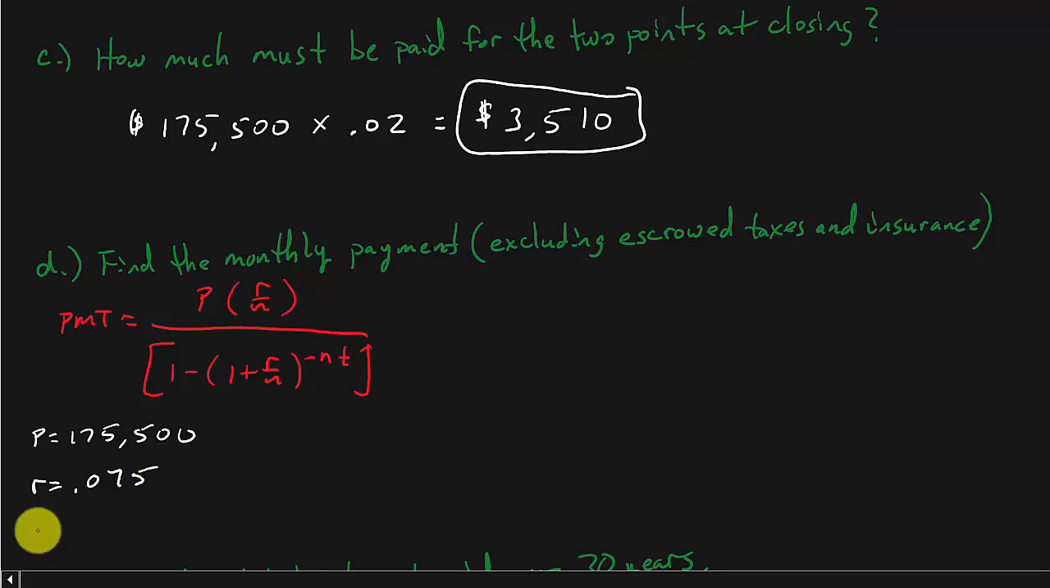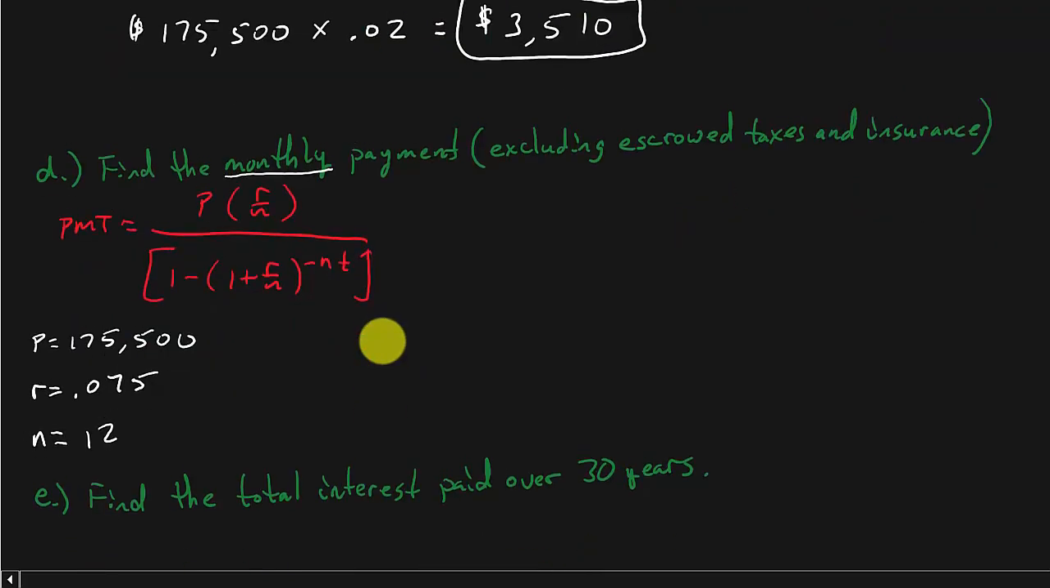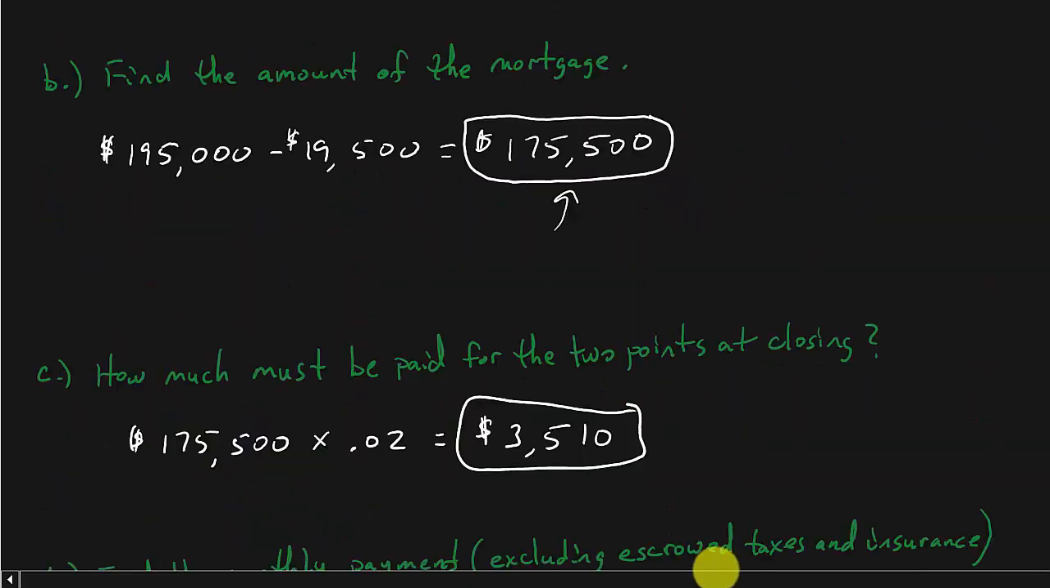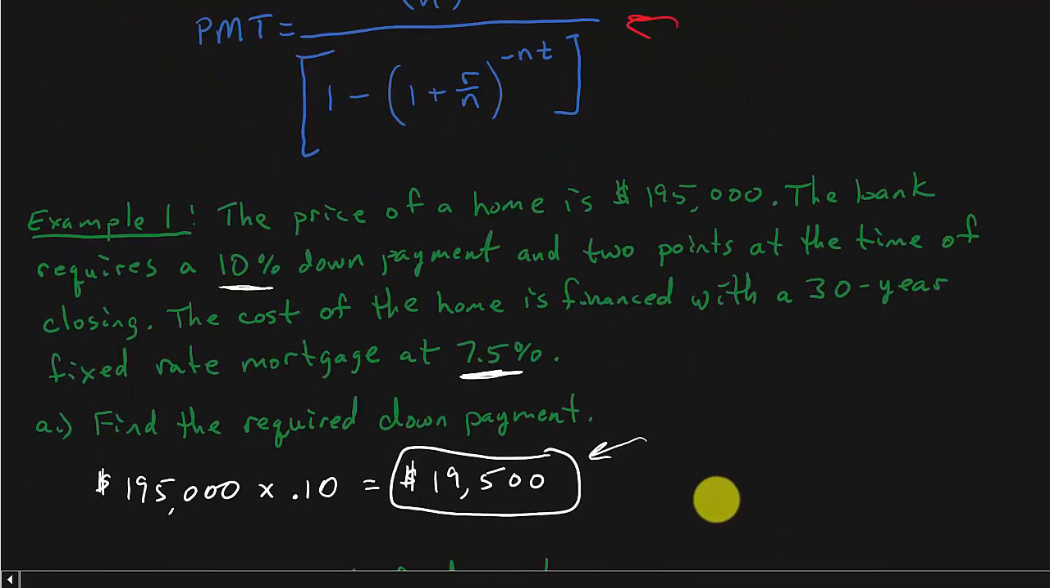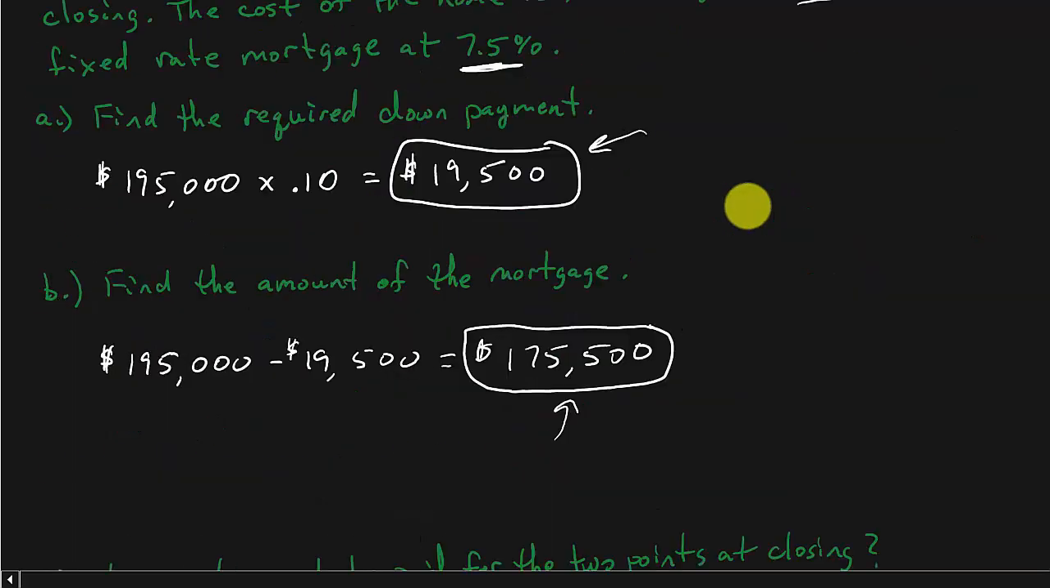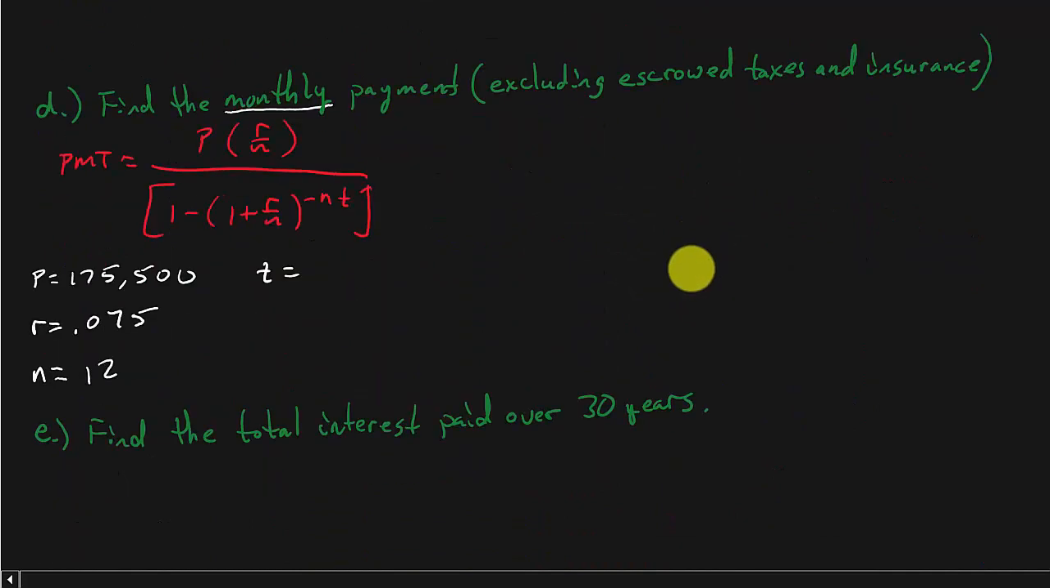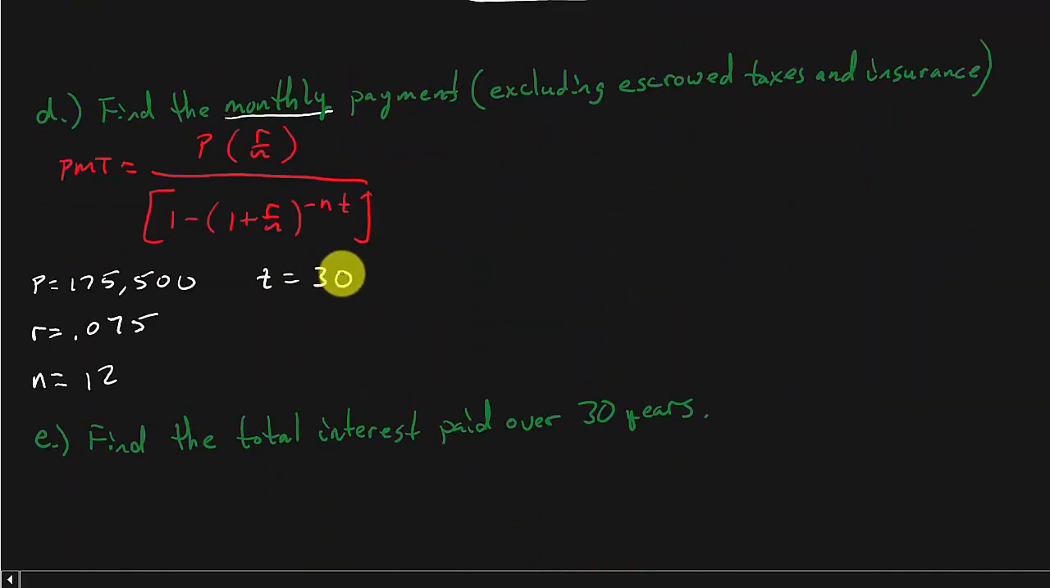And then we need N. So N, that's how many payments you're going to make every year. Well, it says find the monthly payments, so N would be 12. And then we need T. Well, that's the number of years, and I believe they told us that up here. It says with a 30-year fixed rate mortgage. All right, so we got 30 years, so T is 30.